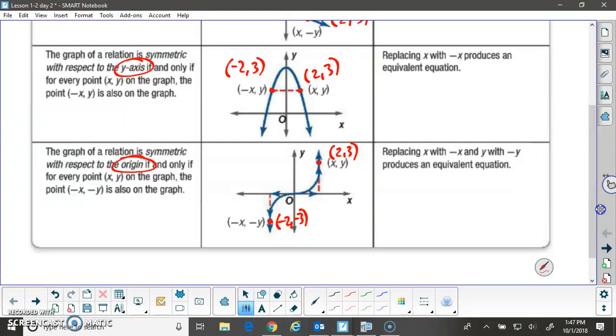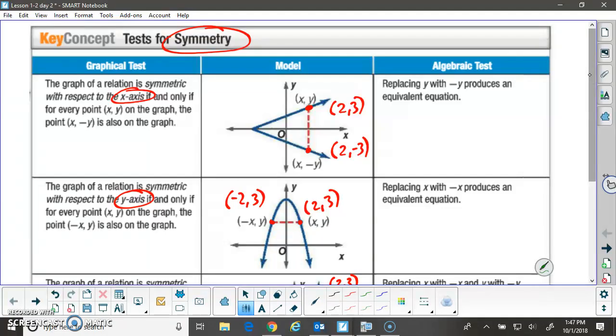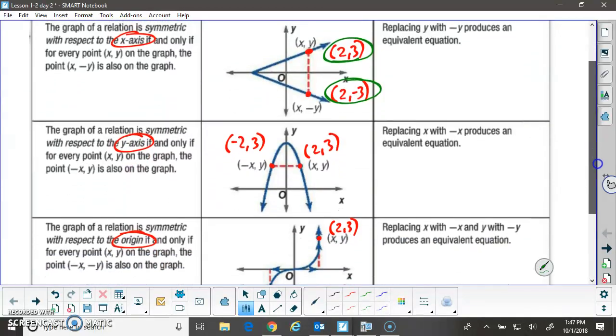Okay? So one way I'd like to help students remember this is go back to the x-axis for a second. When you look at symmetry of the x-axis, look at these two coordinate points. What value is the same, the x or the y value? The x value is the same.